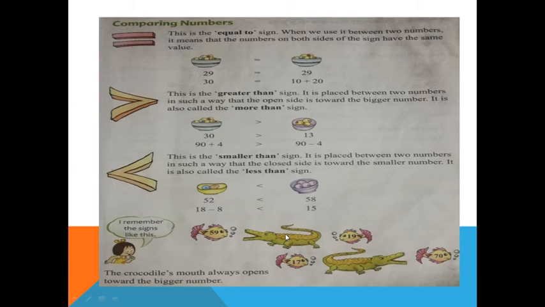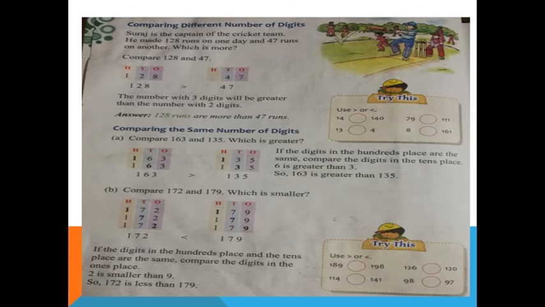Okay, dear ones, understand? Comparing numbers: equal to, greater than, less than. You can use your fingers also, the pointing finger and the big finger. Just open it and make greater than and less than yourself. Which one is the open side? It is greater than. And which one is the closed side? It is less than. Okay, dear? I know my students as well as the parents are intelligent.